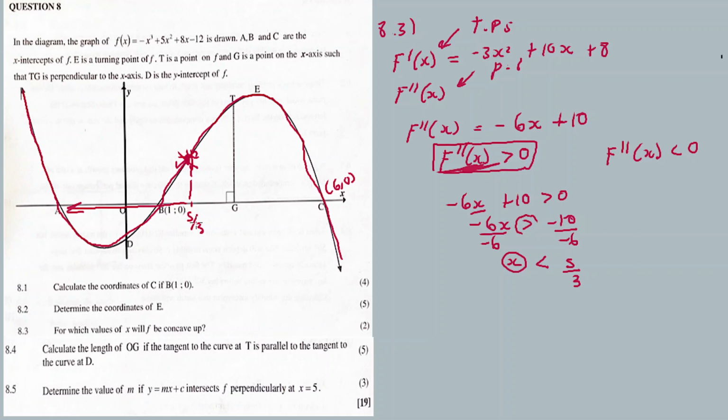Now for concave down, you say take the second derivative and say it is less than 0. Then you solve for x. Whatever answer you get is your solution. Okay? 8.4.